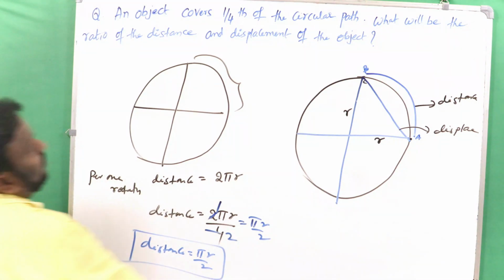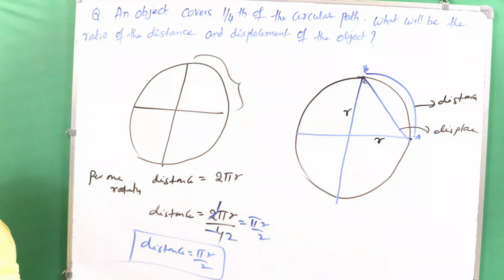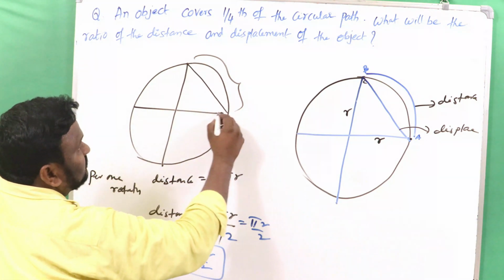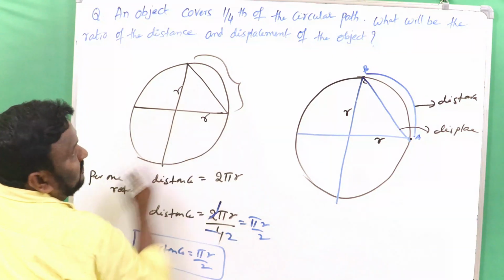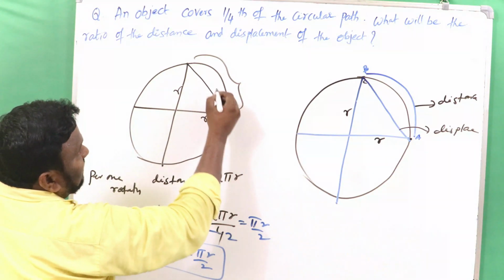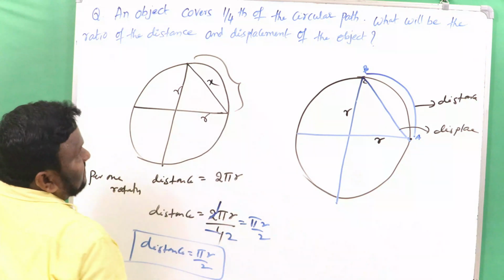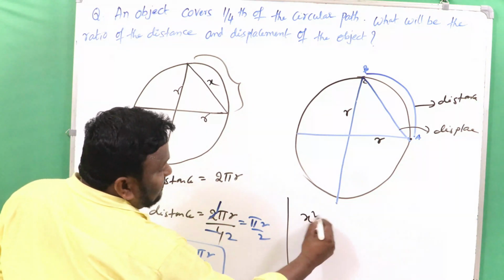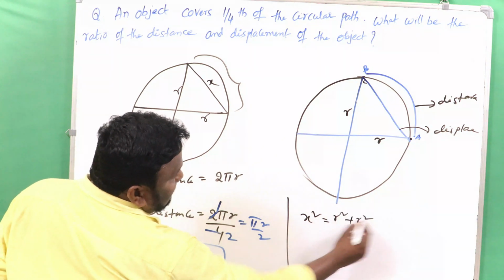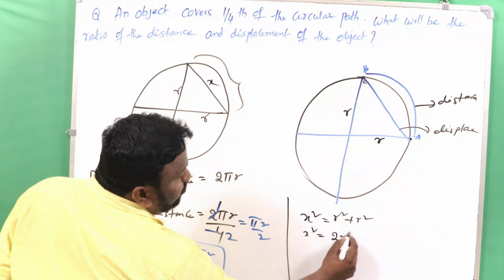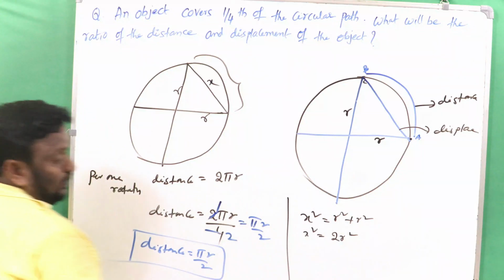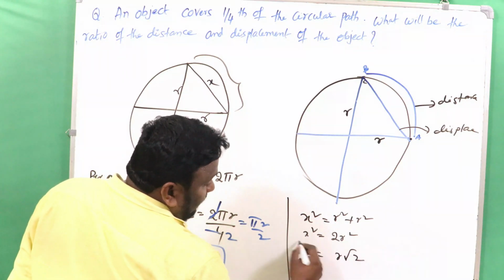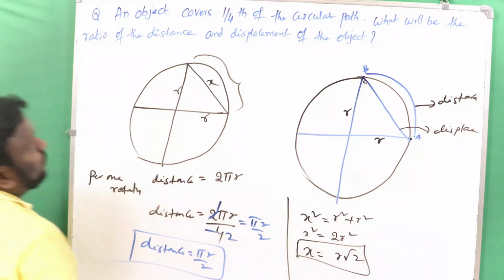And the second one is, we want to find out the displacement. So obviously I am going to draw the same diagram. This is r and this is r. Again according to Pythagoras, I am going to say x is the displacement. Then according to Pythagoras, x square is equal to r square plus r square. Then x square is 2r square. Obviously x is equal to r root 2.